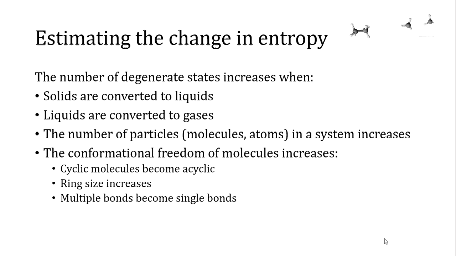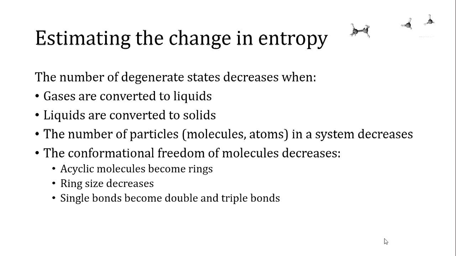You also get an increase in entropy when the conformational freedom of a molecule increases. So when a cyclic molecule becomes acyclic, cyclic molecules have fewer conformations available. When ring size increases, larger rings are more flexible than smaller rings. And when multiple bonds become single bonds, multiple bonds are rigid, single bonds can rotate. The reverse of all of these things causes a decrease in entropy. So the number of degenerate states decreases when gases are converted to liquids, liquids are converted to solids, the number of particles in a system decreases, acyclic molecules become rings, ring size decreases, and single bonds become double or triple bonds.